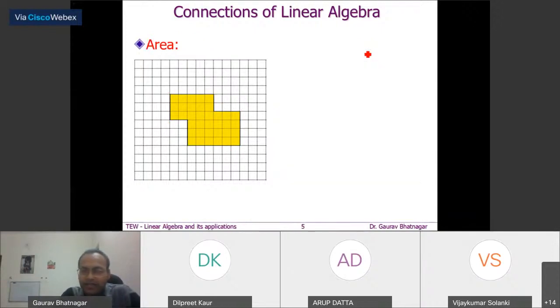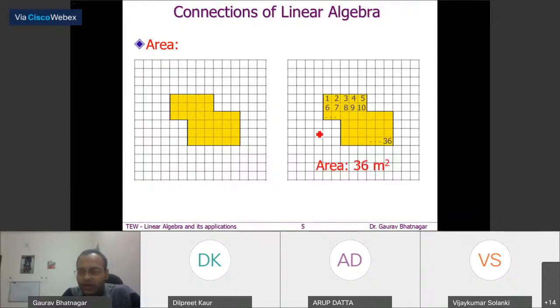Then let us extend a little bit further and talk about the area. How do we find the area of this? Since all these boxes are squares, let me say each is a unit square, then I will just count all the squares, sum them up, and I will get the solution. This is the simplest way to solve it. I get 36 unit squares, not meter squared, because I don't know what the unit is. So whatever the size of a single element is, that will give you the basic idea.